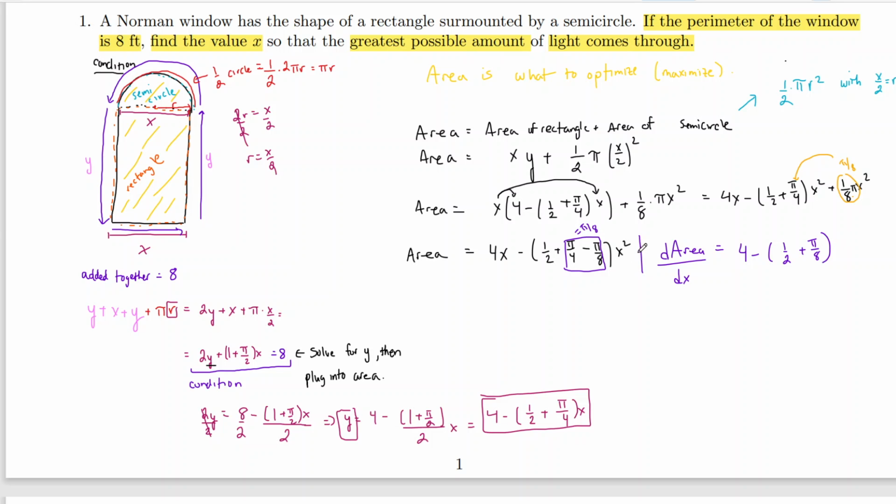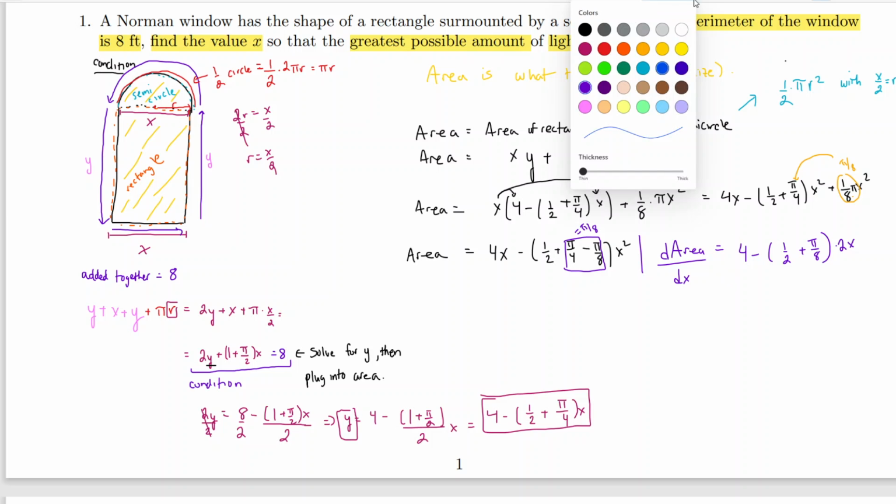And then when we do the derivative of x squared, that is just 2x. So kind of simplified this to pi over 8. So inside we really have 1/2 plus pi over 8. And then the derivative of 4x was 4. The derivative of x squared was 2x.